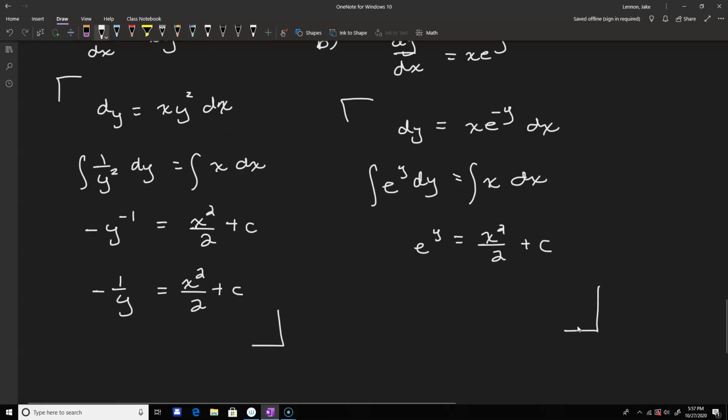You could have also thought of the second step as dividing by e to the negative y. And so again, you'd get cancellation on the right-hand side, and on the left, dividing by e to the negative y is the same as multiplying by e to the y.